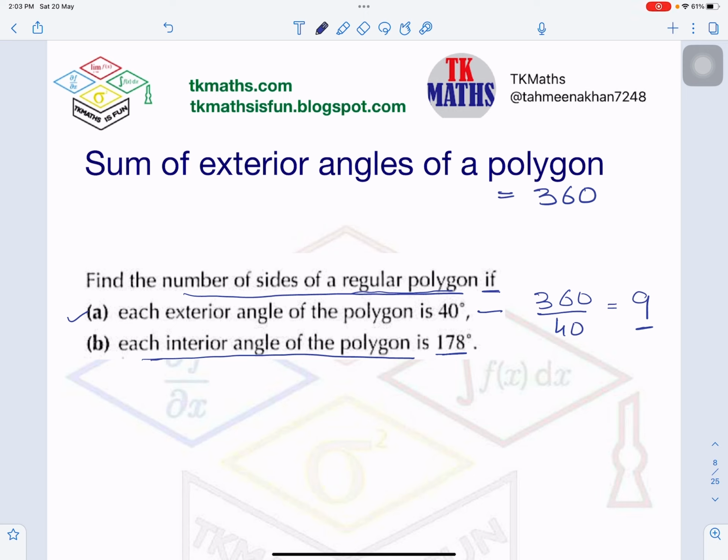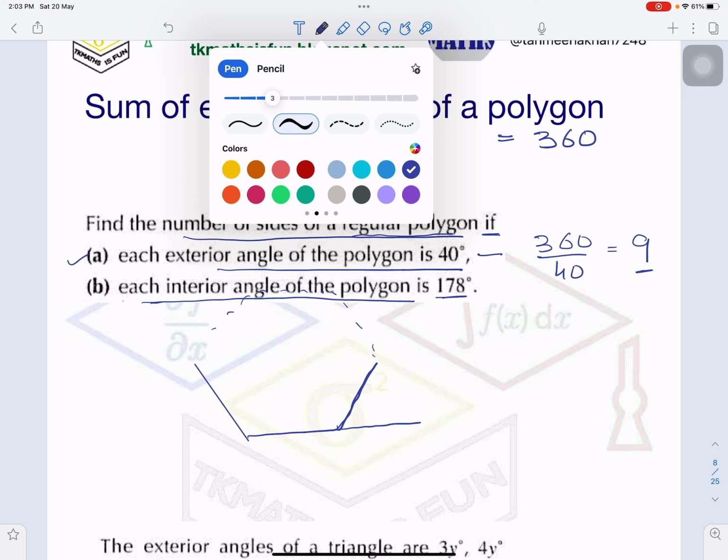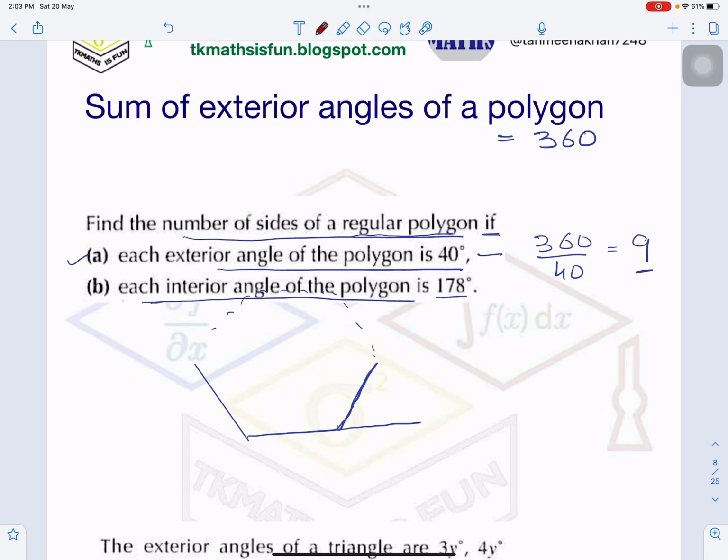And here what was given? Exterior angle is 40. Now here I will tell you a very good thing, tricky. Let me draw roughly a diagram to explain it to you, okay? For example, this is the polygon going. I'm not plotting the other side of it, right? But I just want to take part of it and I show you here that this is the exterior angle, right?